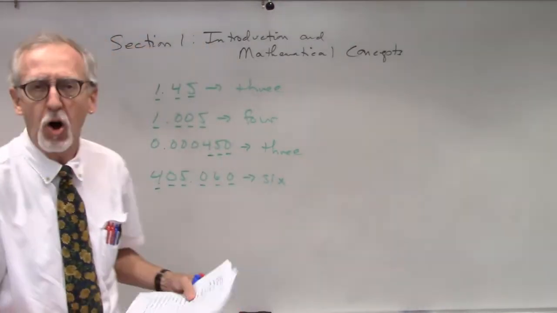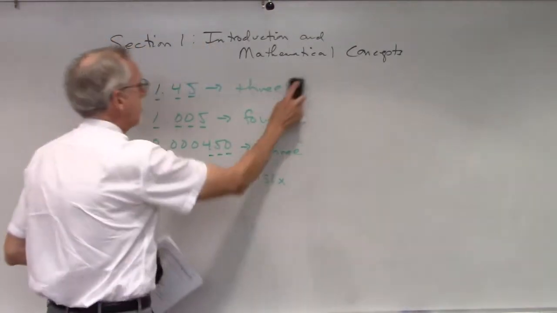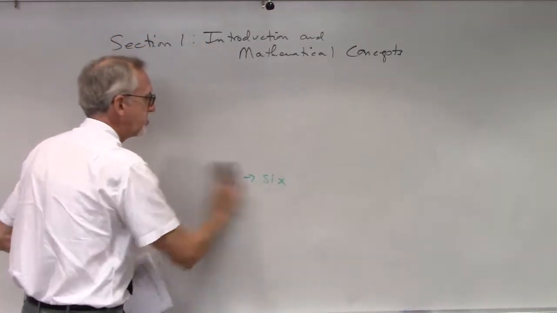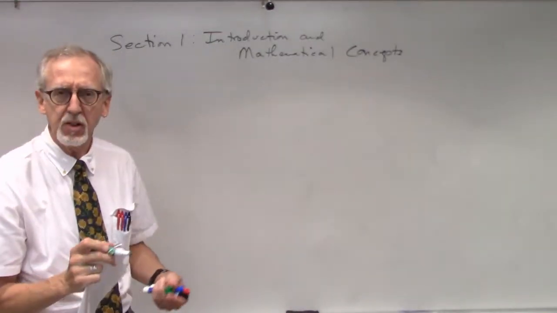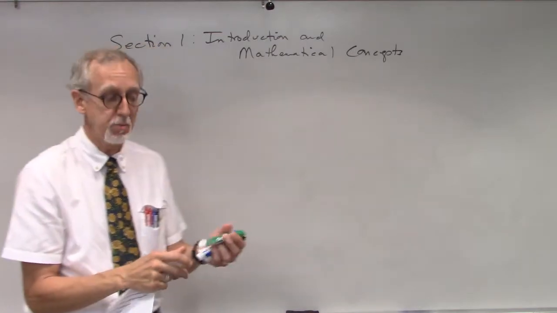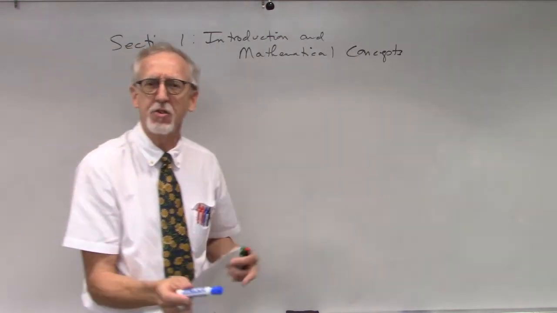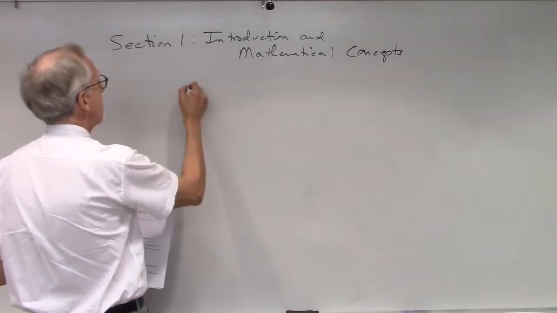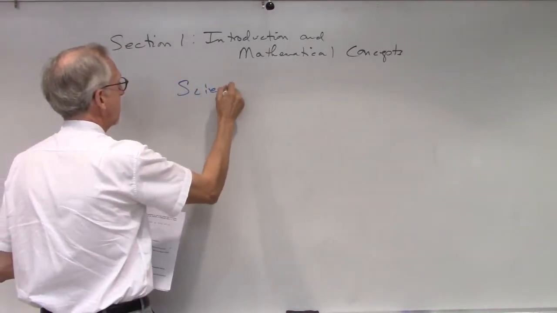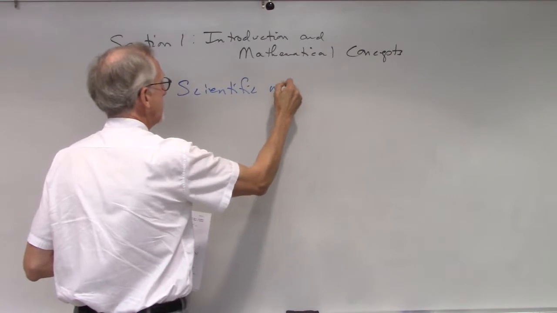Now, in physics, we are also going to be dealing with some very large and very small numbers. And so there is a way of writing very, very large numbers and very, very small numbers that makes it a little bit easier for us to deal with them sometimes. And that is called scientific notation.